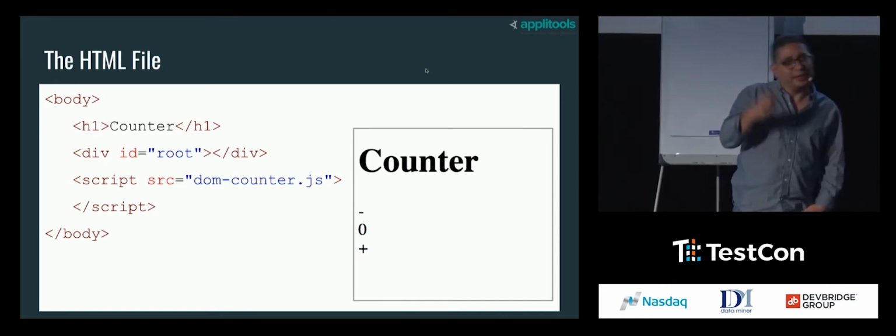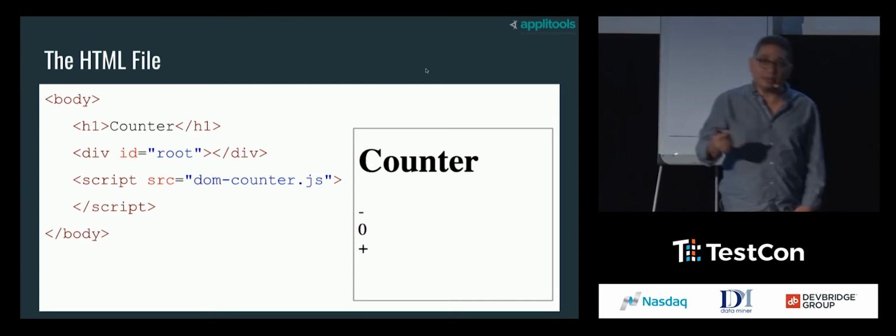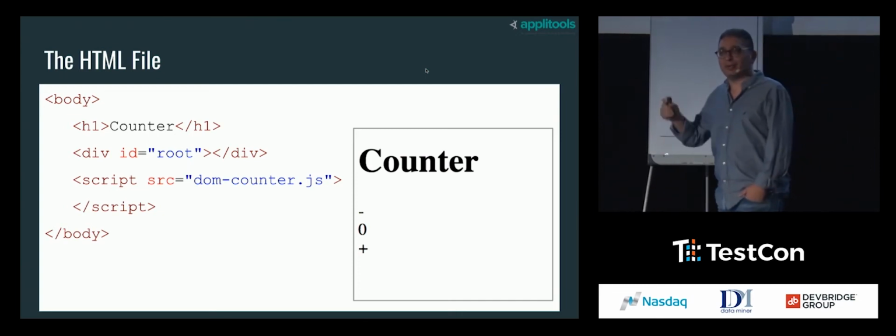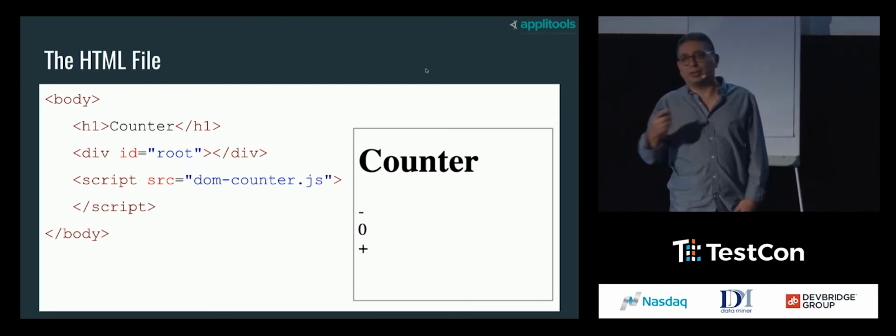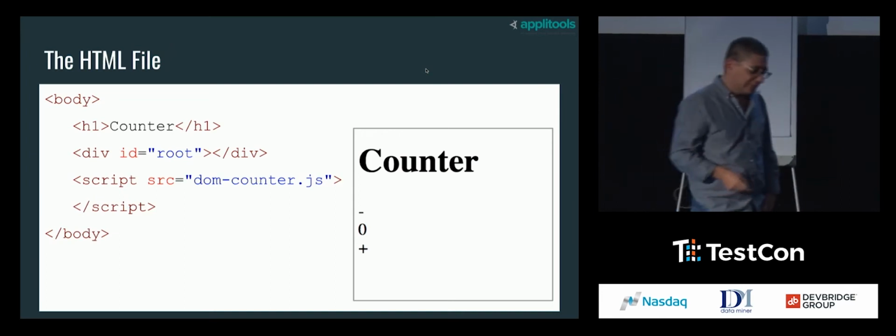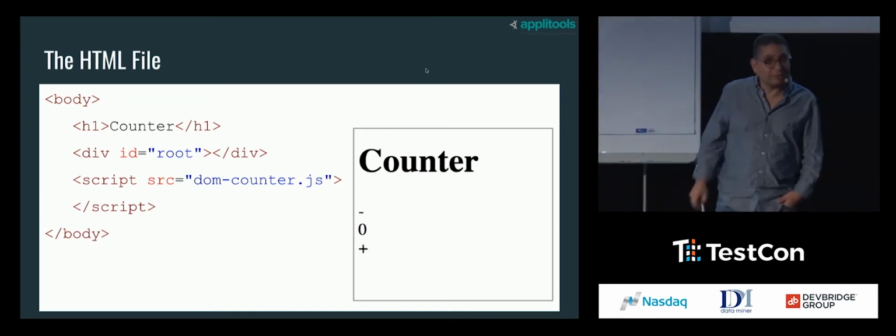You click plus, it increments the counter. You click minus, it decrements the counter. And there's a bug. If you click minus after 0, it will go to -1, -2, etc. So please, it's not a bug. It's a feature.